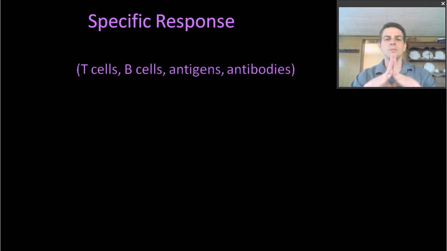Now, here are 4 words that you're going to need to know pertaining to the specific response. These words all relate to each other. I'm just giving them to you now so that you can keep your eye out for them. You should know T cells, B cells, antigens, and antibodies. And if you know how those all relate to each other, then you're going to be good on the specific response section of these notes. This is going to be the most complicated part of this section, finding the way that the T cells and the B cells work together to create a specific response to germs.